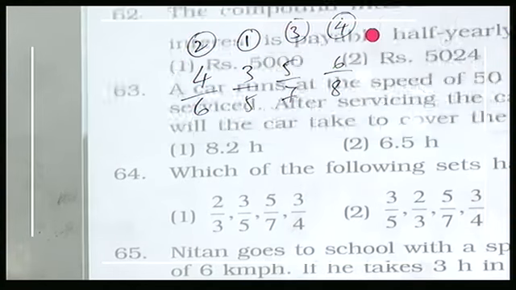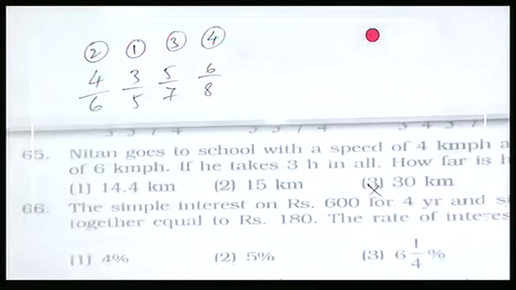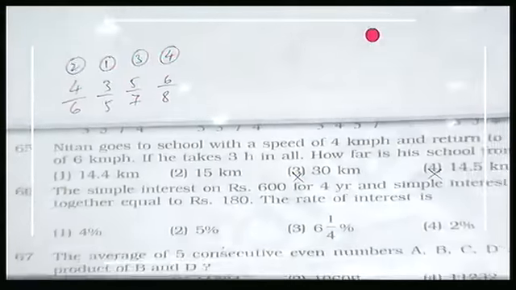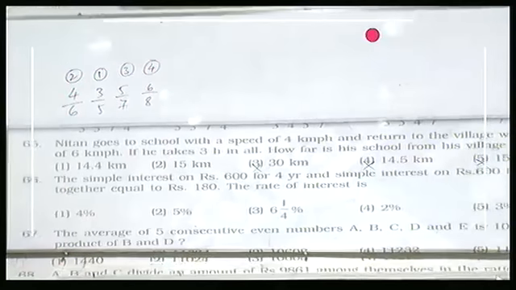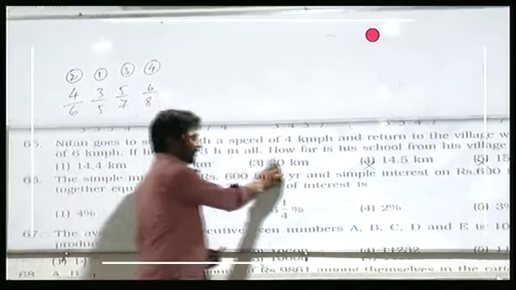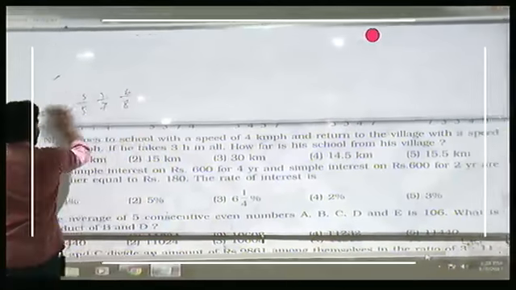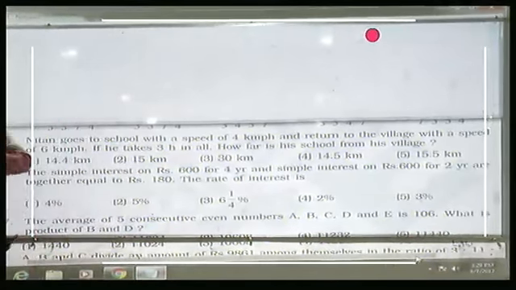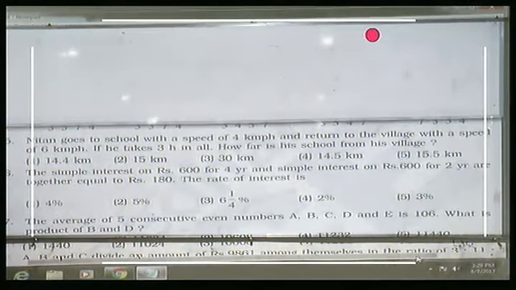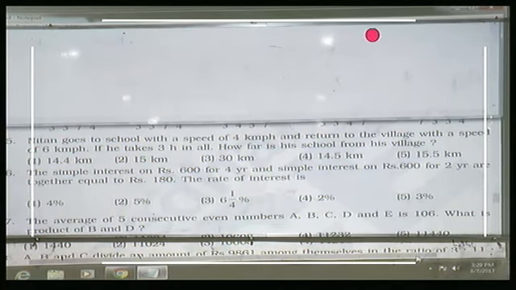Next 65. Nathan goes to school at a speed of 4 km per hour and returns to the village with a speed of 6 km per hour. If he takes 3 hours in all, how far is his school from his village? You're asked about distance traveled in both the cases. Yes or no?